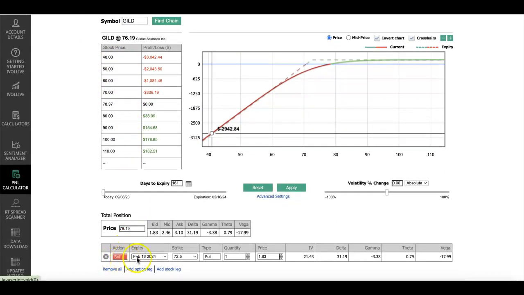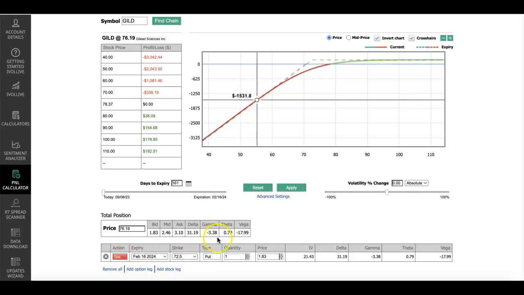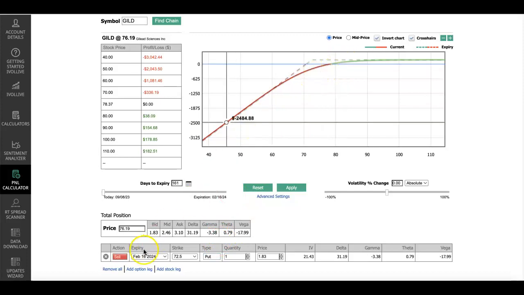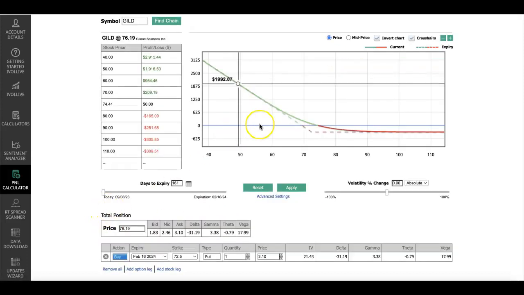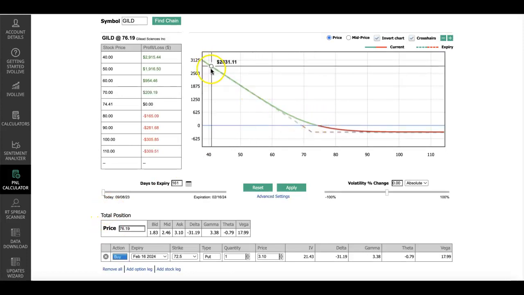And then this is telling us the action. So in this case, we're selling this put on Gilead. So of course, we make money if Gilead stays the same or goes higher. Lose money as it goes down. However, if we buy the put, the opposite is true. We're making money as Gilead goes down in price.